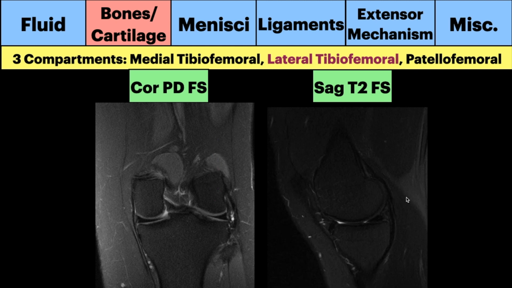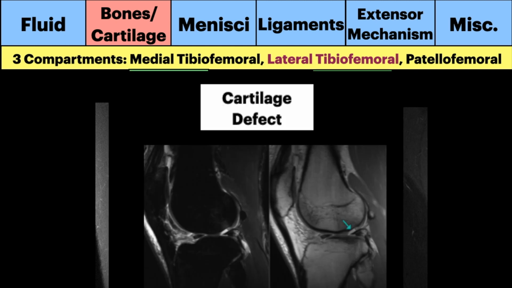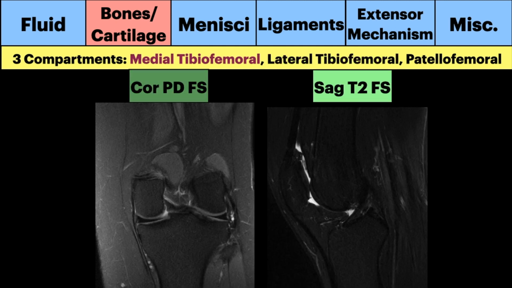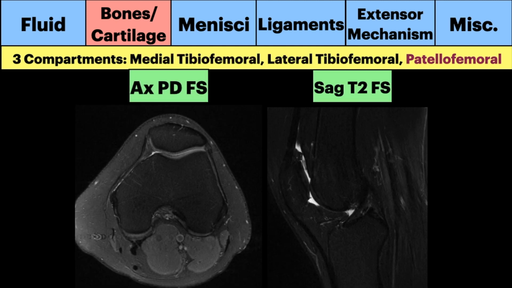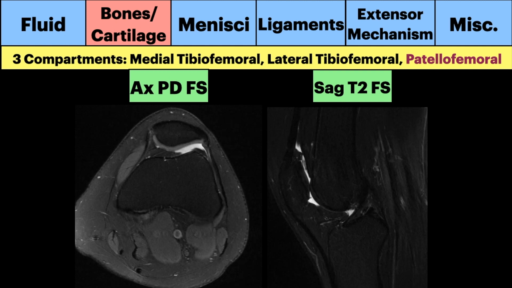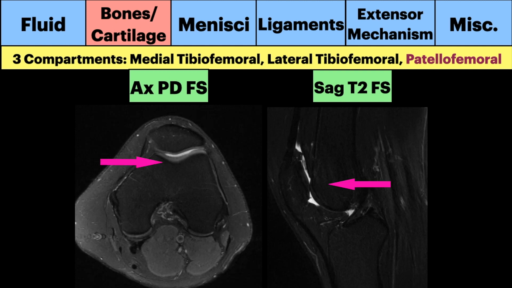Check the anterior, central, and particularly posterior weight-bearing surfaces for cartilage defects. For the patellofemoral compartment, evaluate the median patellar ridge, as well as the medial and lateral patellar facets. The lateral patellar facet is longer than the medial. Additionally, look at the femoral central trochlea.